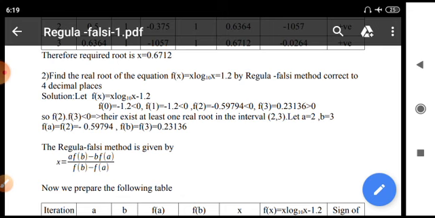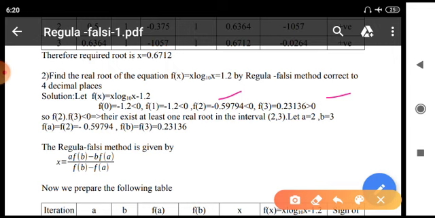Then f of 2, what we get is -0.59794, which is again less than 0. Dear students, one thing you have to remember, we have to get one value less than 0 and another value greater than 0. So f of 3 is 0.23136, which is greater than 0. So f of 2 into f of 3 should be less than 0.